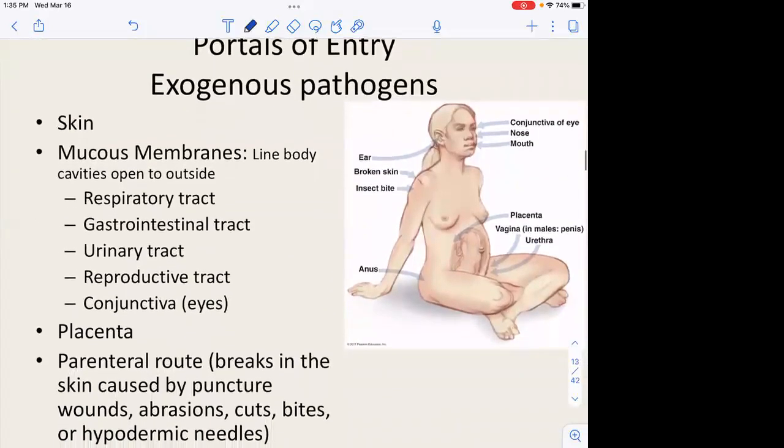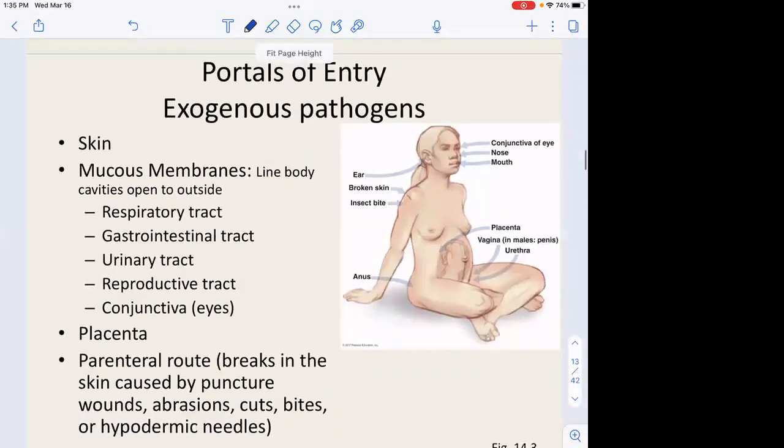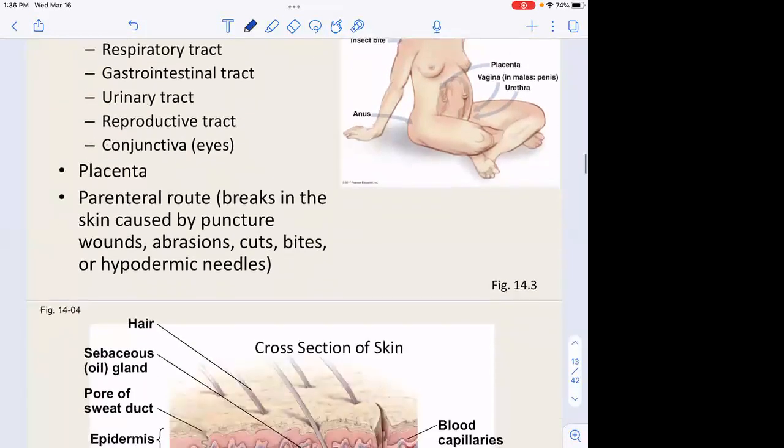Okay. Now we're going to follow the path that a pathogen might take when it causes an infection. There are different portals of entry, different paths that a microbe can take in order to gain access to the host, to us. Some are more popular than others. The skin is a potential portal of entry, but it's not a very common one because it turns out our skin is pretty good protection.